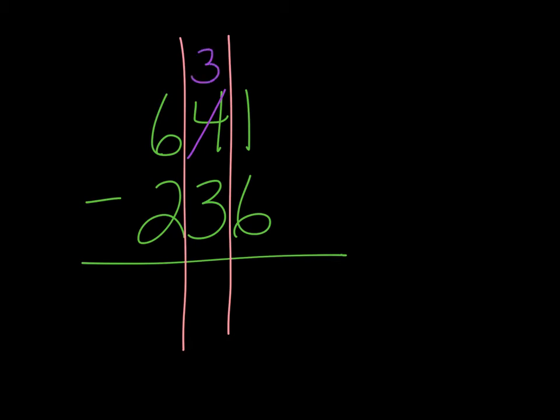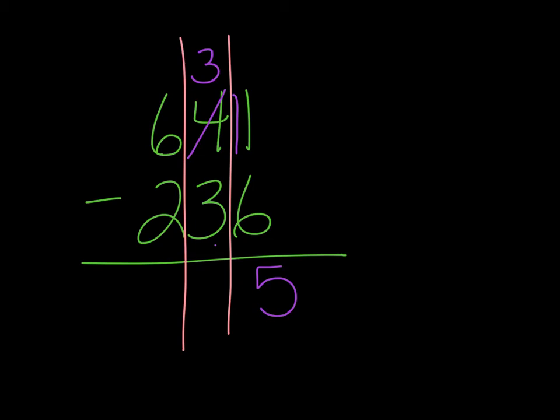I'm going to take that tens bar and I'm going to lay it down next to the ones that I already have. So I have 11 ones now. 11 minus 6 is 5. Then I move to the next column. I'm going to check to see if the bottom is bigger. It's 3 and 3.